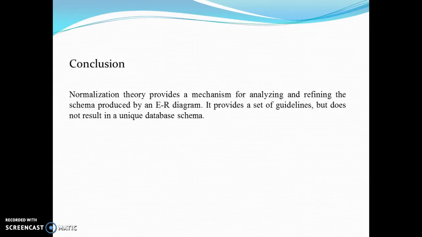I've enjoyed it much, and normalization is a process that provides a mechanism to analyze and refine the schema produced by an ER diagram.